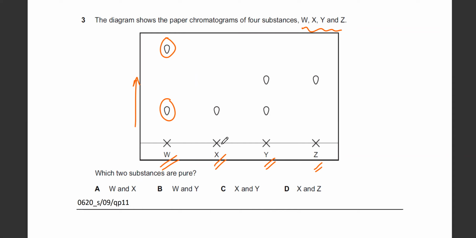If you look at X, separation happens in this direction, different dyes would start traveling at different speeds. X, on the other hand, is a pure substance because even after chromatography, there's only one dye present in X. When the solvent started traveling upwards, the dyes did not separate. That means there's only one dye in X. Okay, is this clear? Yes, sir. Similarly, Z is also a pure substance, whereas Y is made up of two dyes. So it's going to be X and Z.